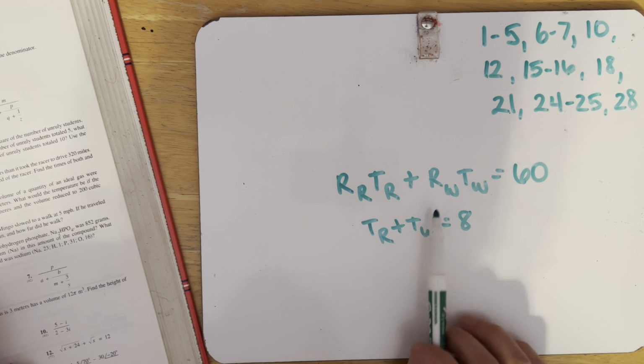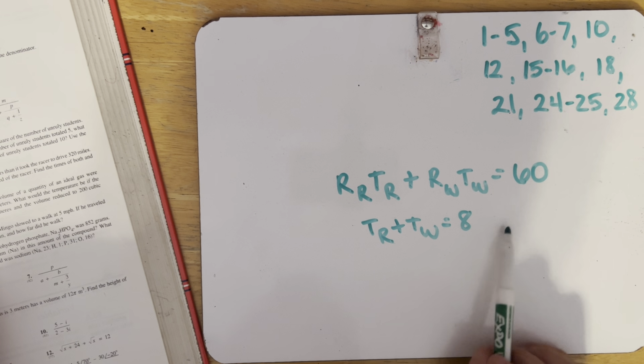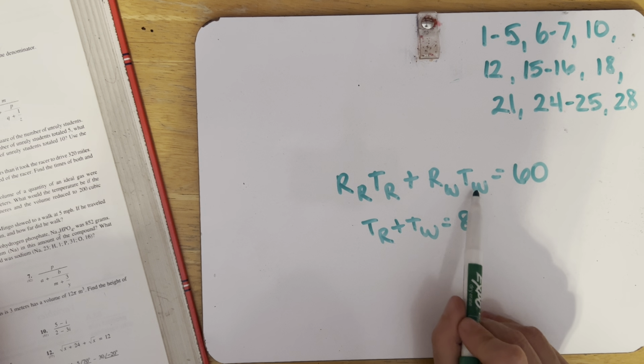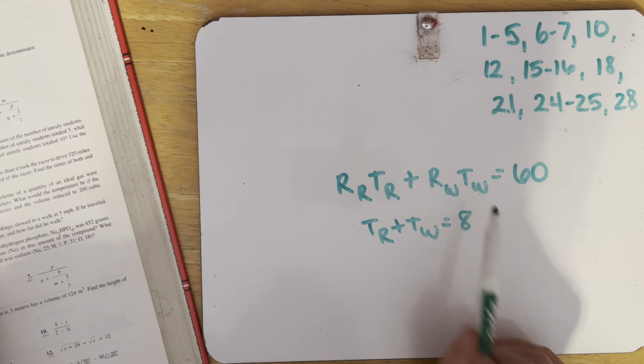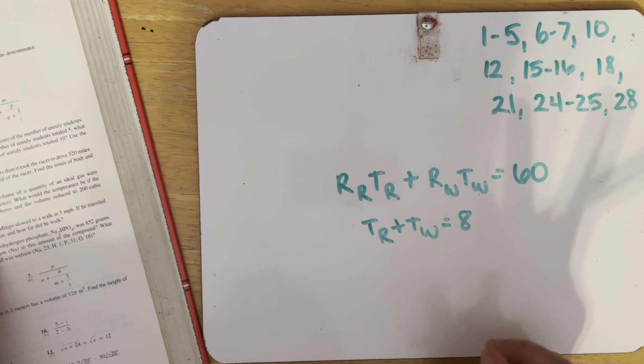You're going to plug in your 10, you're going to plug in your 5, you're going to make this say T of W equals 8 minus T of R, or whatever. Then you're going to plug into T of W, T of 8 minus T of R, okay, and solve for T of R. And then there should be 2 answers.